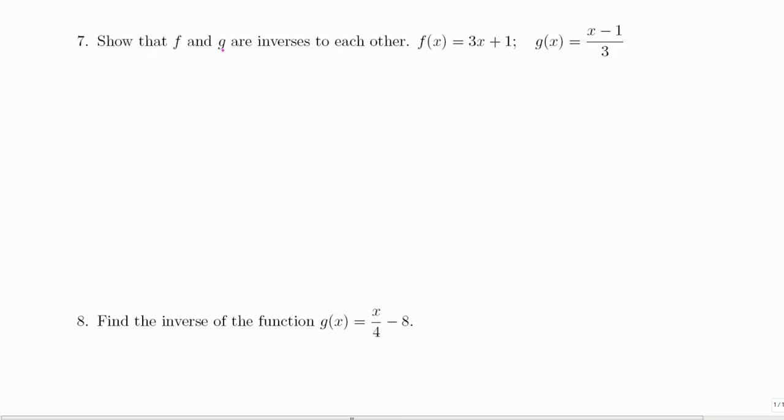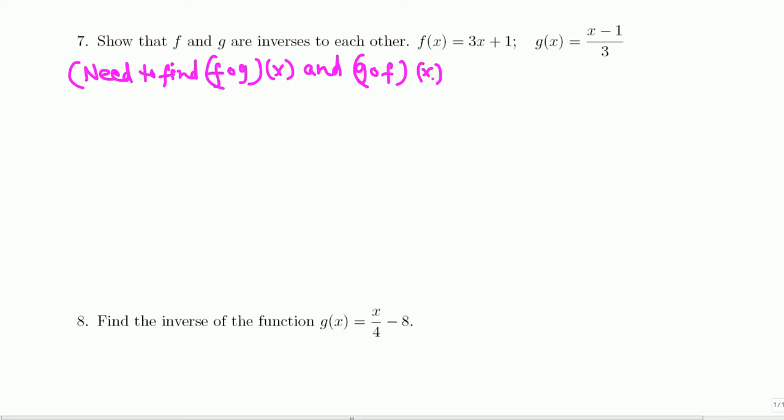Show that f and g are inverses to each other. f is given, g is given. To prove f and g are inverses to each other, we need to find the composition f circle g of x and g circle f of x. This should be just x and this should be just x as well. In that case, by definition, f and g are inverses to each other.